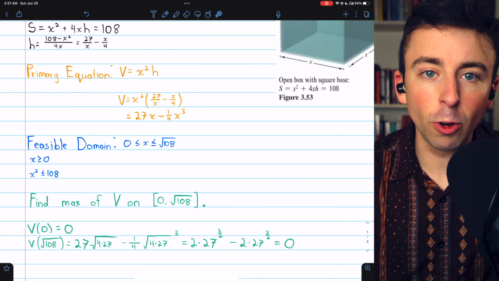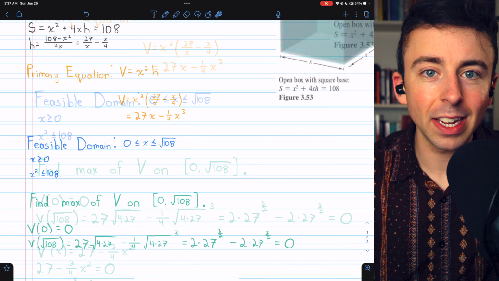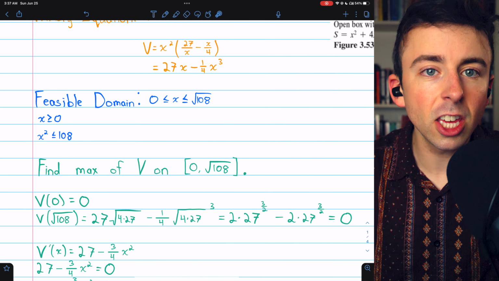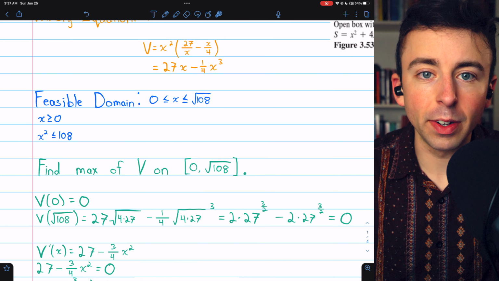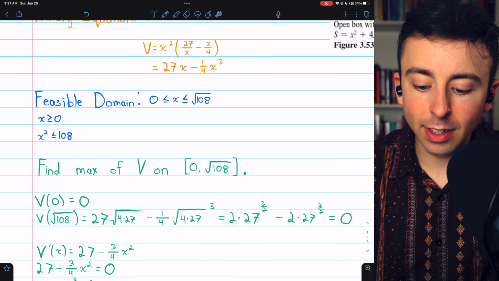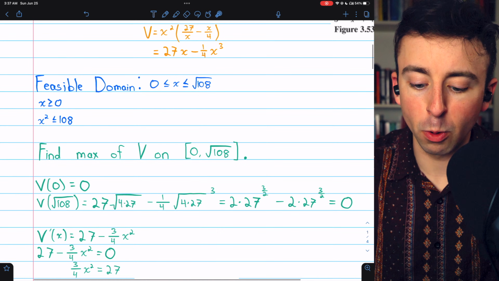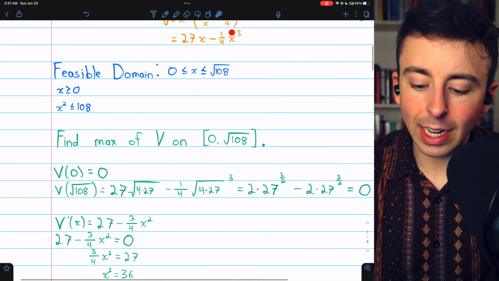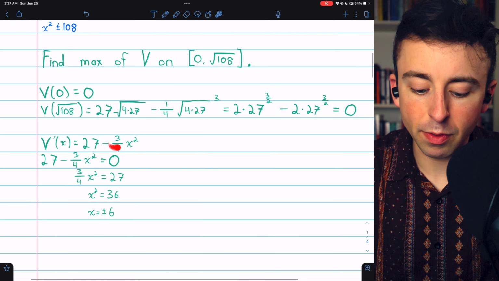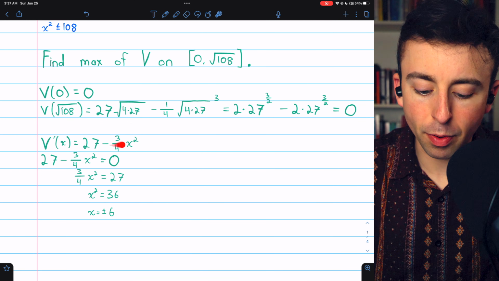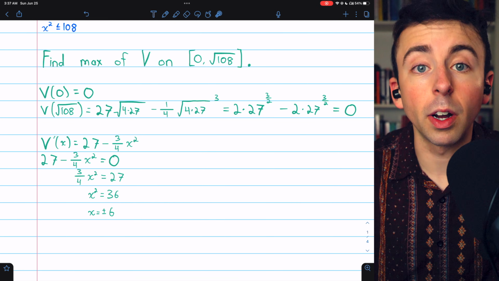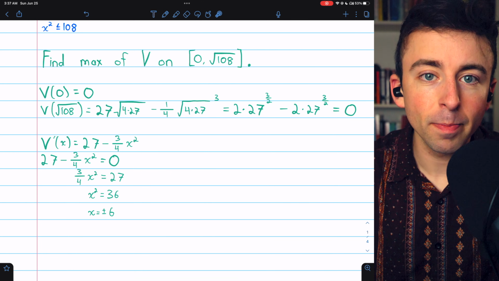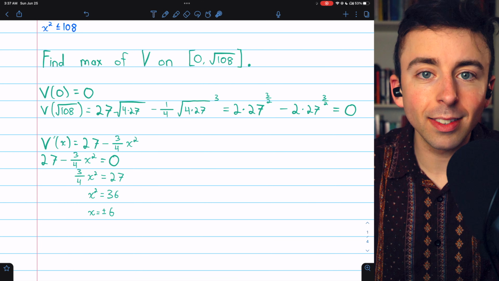Let's move on to finding critical points by taking the derivative. Remember, our volume equation is 27x minus 1/4 x cubed. That's what we're taking the derivative of to find our critical points. This is just going to require us to use the power rule. The derivative of 27x is 27, and the derivative of negative 1/4 x cubed is negative 3/4 x squared. So that's v prime, the derivative of our function for volume.